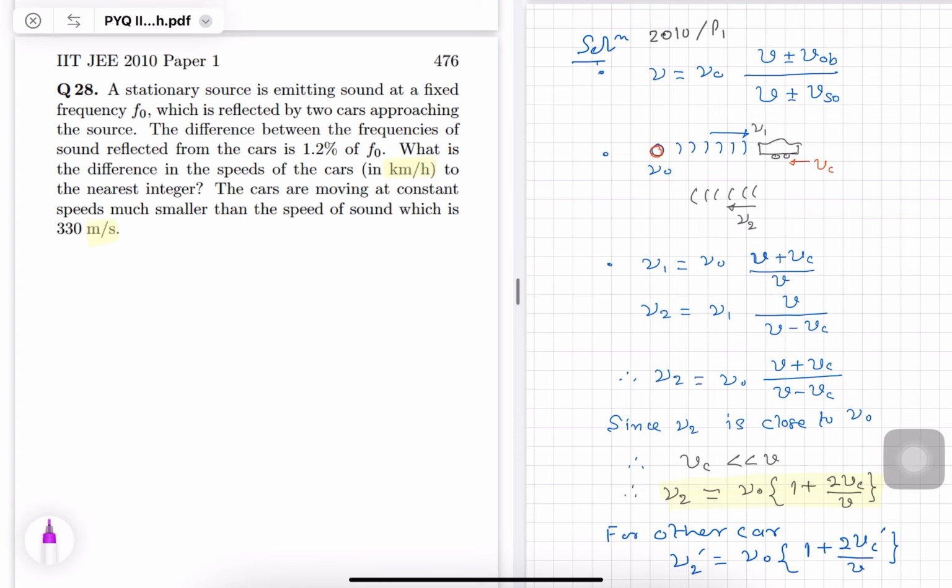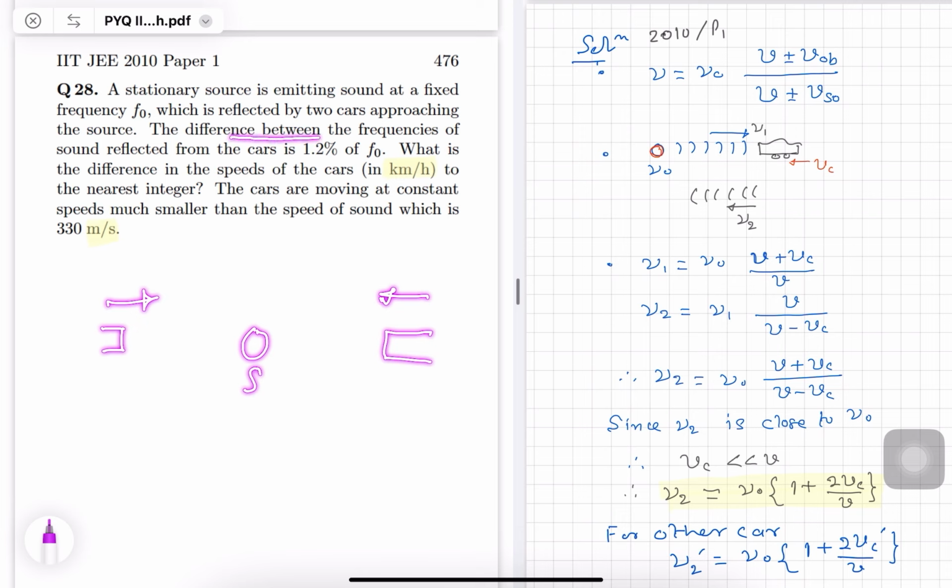It is given that a stationary source is emitting sound at a fixed frequency f naught, which is reflected by two cars approaching the source. That means there is some source, it is fixed, and two cars are approaching this source from opposite sides.